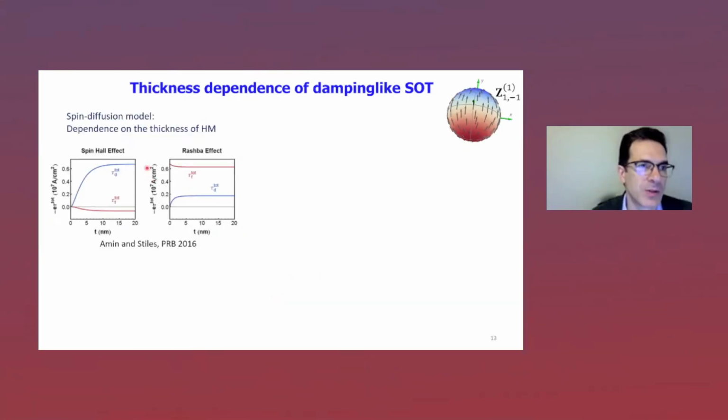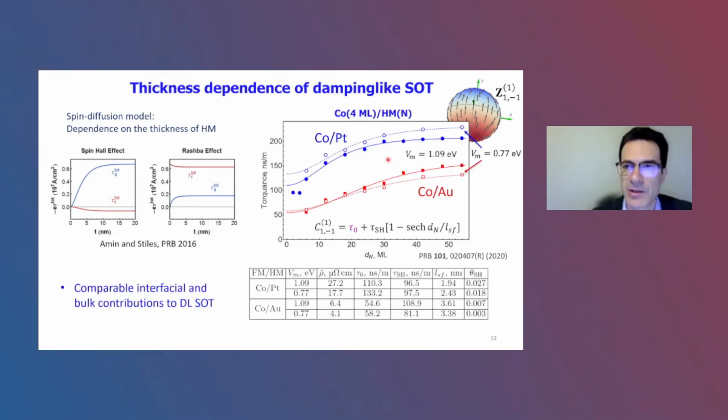So the spin diffusion model gives this sort of thickness dependence for the damping-like torque generated by the Spin Hall effect. It starts from 0 in the limit of 0 thickness of the normal metal layer, and then it saturates at a length of the order of the spin diffusion length. And this is the result of the calculation for two systems and two different disorder strengths.